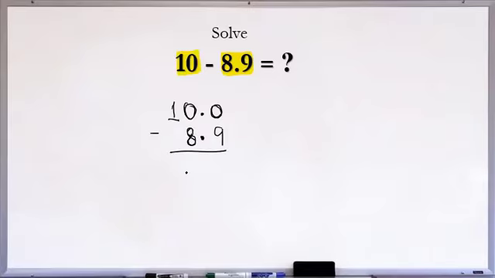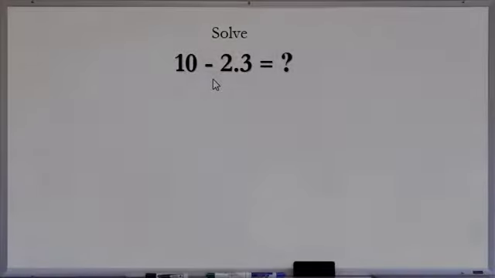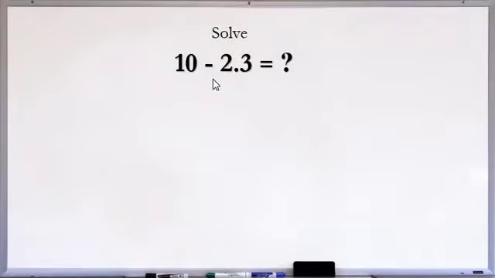Okay, let's subtract now. We need to borrow 1 from here. We're left with 9. We bring it here, 10. 10 minus 9 is 1, and then we have 9. 9 minus 8 is 1. We will not forget the decimal point, and then we have 1 there. So the answer is what? 1.1. Our answer is 1.1. Beautiful.